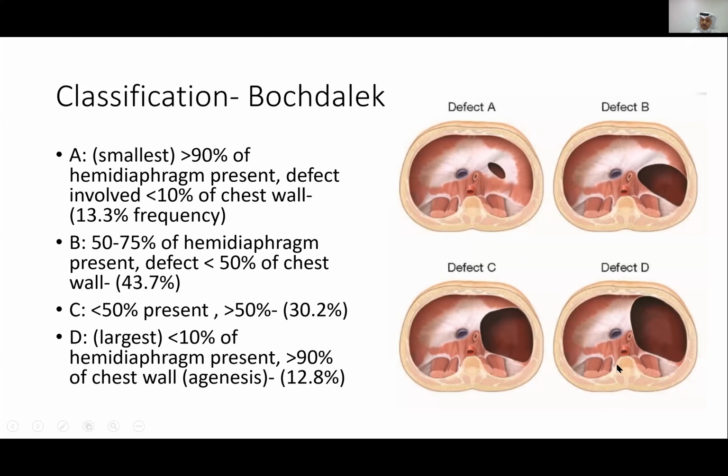And in D, you basically have less than 10% or complete agenesis of the hemidiaphragm. For all of us, it is important to document this when we operate on those babies: look at the diaphragm and try to see, am I dealing with A, B, C, or D? Because the higher the classification, the worse the prognosis for those patients, and that's been found in several studies.